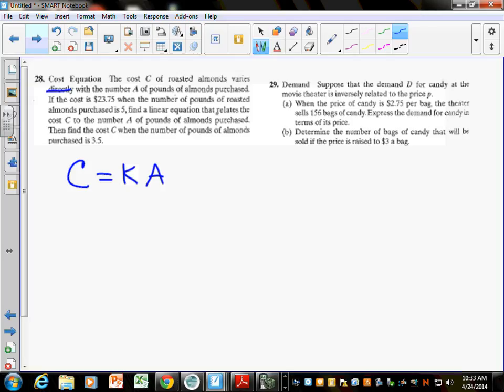We never know K though, right? Well, yeah, you have to use what they tell you to find K. And so it says if the cost is $23.75 when the number of pounds of roasted almonds is 5, find an equation to relate the cost to the number A of pounds of almonds. Which means they give you enough information to solve for K, because they tell you the cost is $23.75, and they tell you that that's when A is 5. So you can solve that for K, divided by 5.